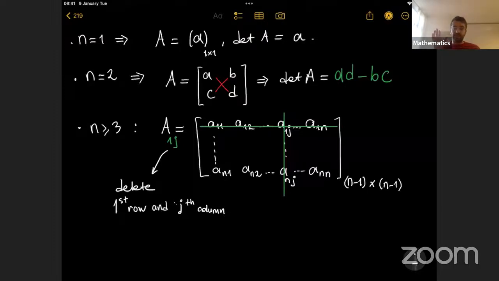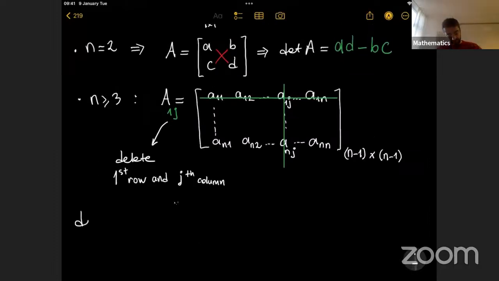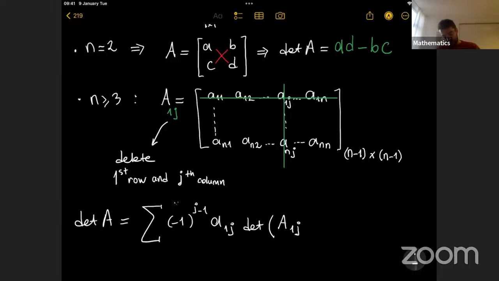For instance, if you have an original 3 by 3 matrix, the resulting matrix will be 2 by 2, and you can find the determinant of a 2 by 2 matrix easily, right? Here we have a formula for that. So what is the determinant of A? It's given by the sum of minus one to the j minus one, times a1j, times the determinant of this reduced matrix, the determinant of A1j. This formula is very useful. It may look confusing, complicated, but it's not. We will do an example and you will understand this better.